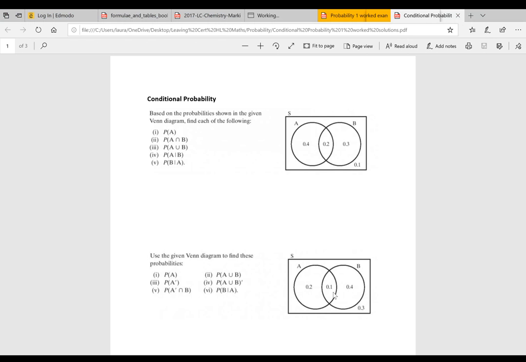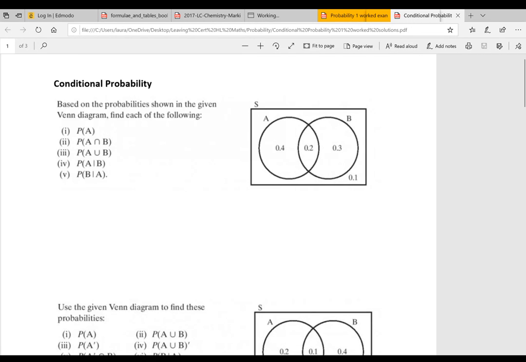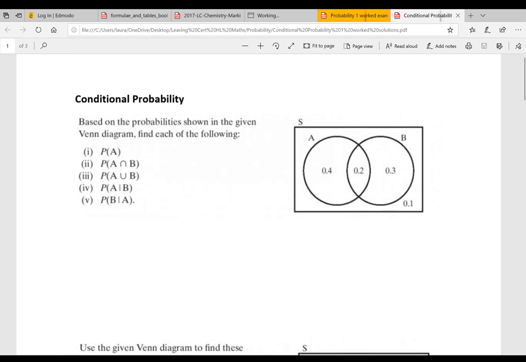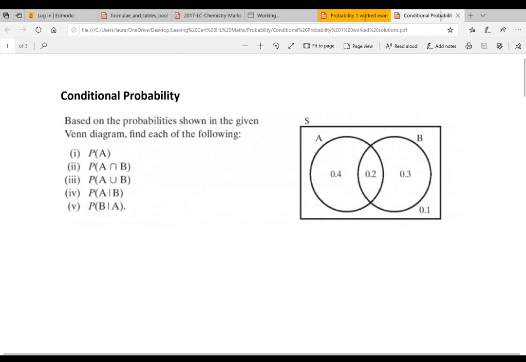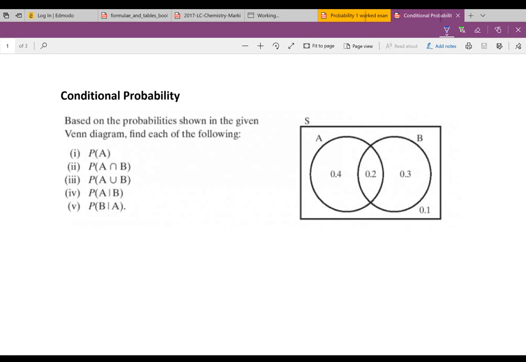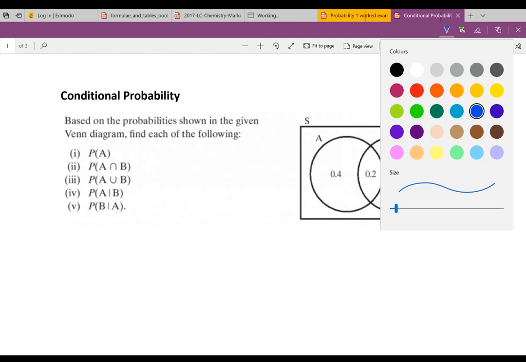Okay, before you follow these, make sure that you have looked at your notes on conditional probability and you know the formula and you know how to read the formula. So starting off with these ones. Based on the probability shown in the given Venn diagram, find each of the following. Venn diagrams are something that you should be able to read pretty easily at this stage.